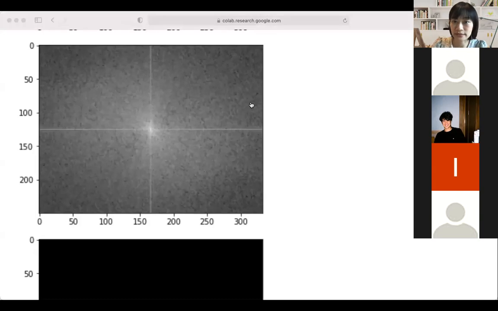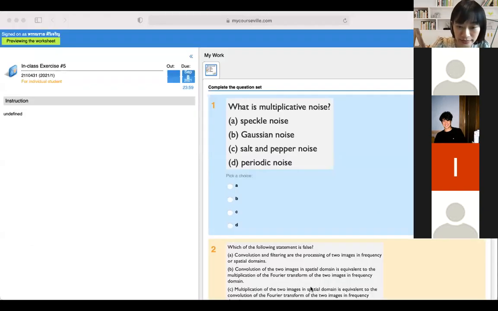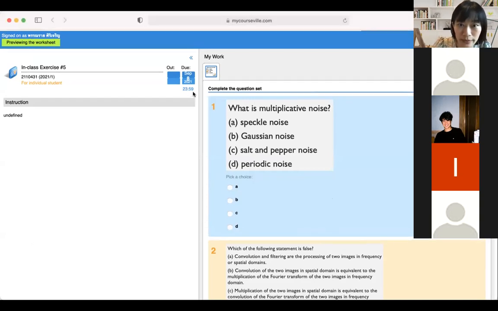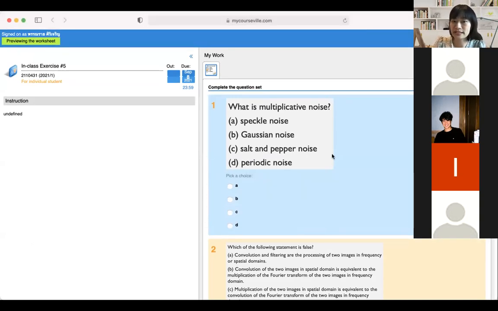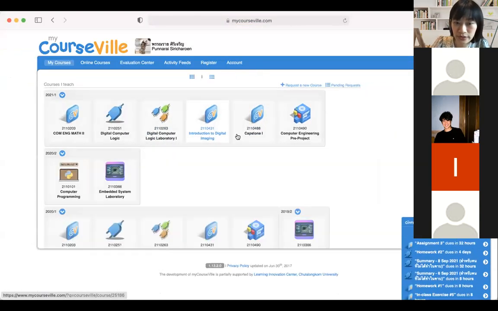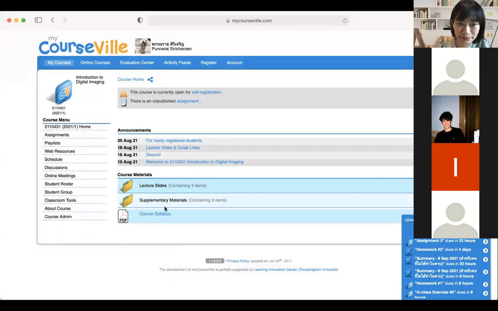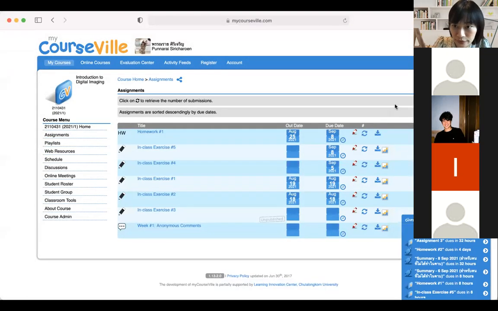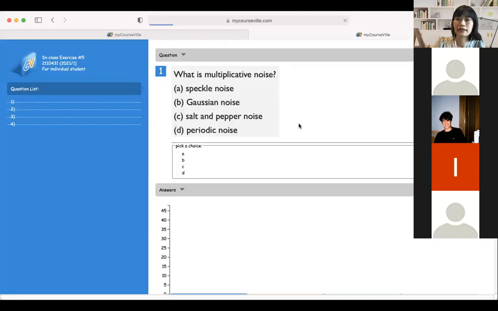Okay, so let's take a look at my course view before we finish the class. Okay, it's actually here. The first question was actually about the multiplicative noise. This one is speckle noise. Let me change it to your friends' answers, sorry. I have to look at the graph here.